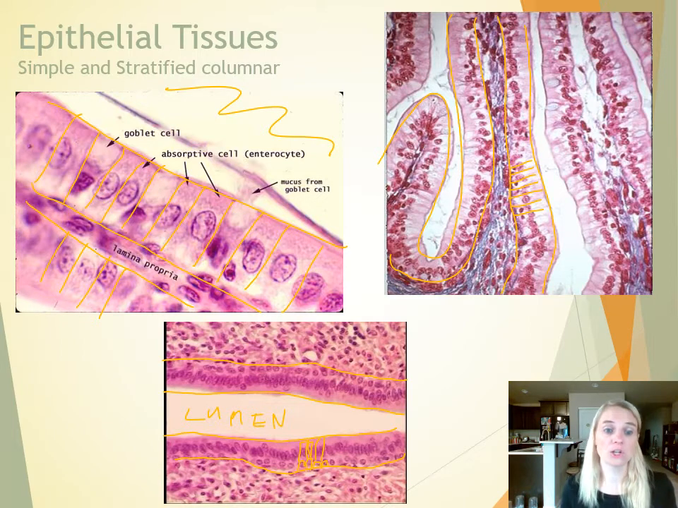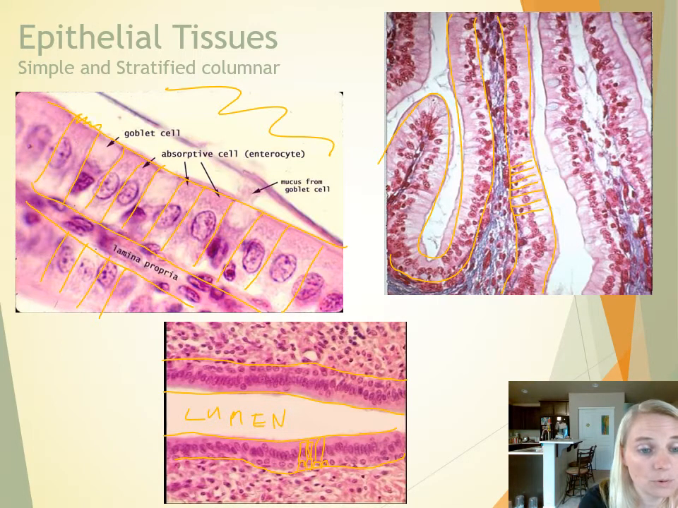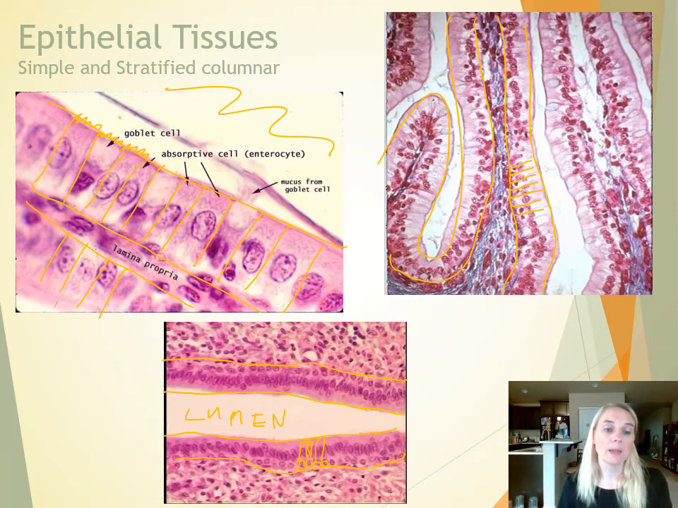So for function, and location, I guess. Most simple columnars found lining your digestive tract, and its function is for absorption. A lot of times these are going to have microvilli. We can't see those in the microscope. Microvilli are just too small. But the increased surface area allows for increased absorption. So simple columnars primarily absorption. Stratified columnar, again, rarely found in the lining of some ducts of some glands, also for protection.